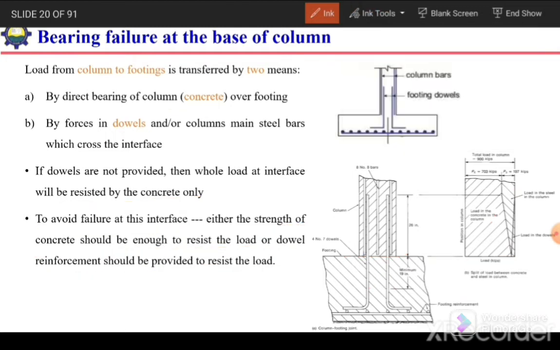So to make this structure safe, or to safeguard against the bearing failure at this position, either we need to increase the strength of concrete so that the concrete alone is able to resist the load of the column, or otherwise we need to provide this dowel reinforcement so that the load which was carried by the reinforcement in the column is transferred to the dowel reinforcement, and concrete resists the same load that it was resisting in the column at the interface of the footing.